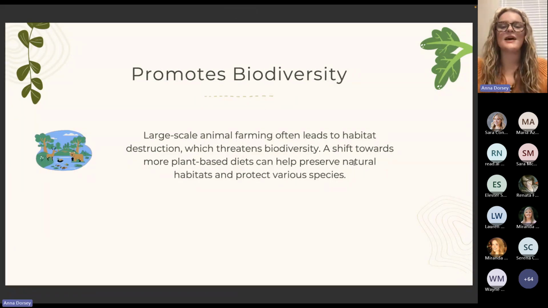And then lastly, the flexitarian diet is going to help promote biodiversity. So when you have large-scale animal farming, often it can lead to habitat destruction, which ultimately threatens biodiversity. So when you shift towards a more plant-based diet, it's going to help preserve those natural habitats and also protect lots of various species.